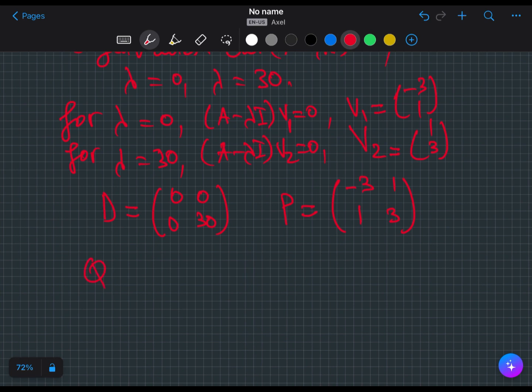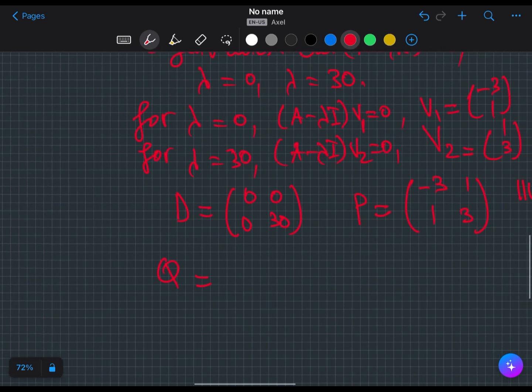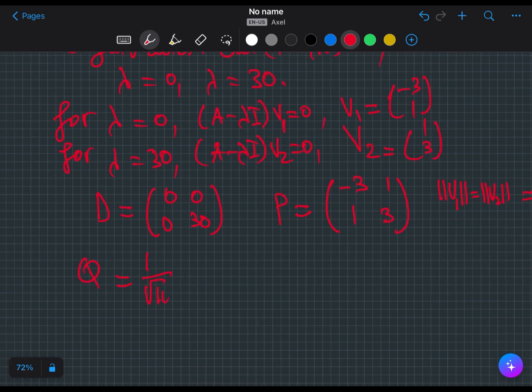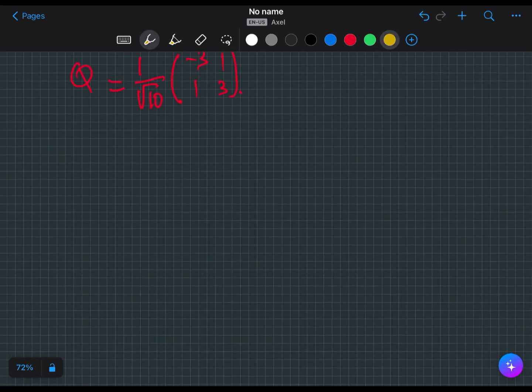So we have Q then will be equal to, because the norm of either V1 or V2, as you can see, is equal to square root of 3 squared plus 1 squared, which is square root 10, right? So this will give me 1 over square root 10 of [minus 3, 1; 1, 3]. Okay, so having this, let's go to the third step.